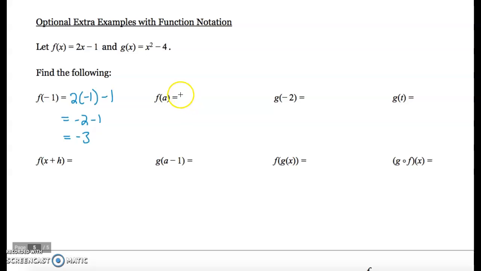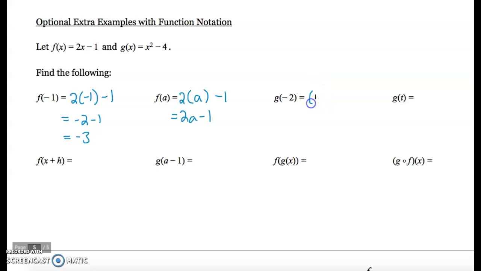Awesome. I could plug an expression into my function. So if I'm finding f of a, 2, and then that's where I put my input, minus 1, and my input is a. So then I do 2 times a, I get 2a minus 1, and you ask yourself, have I simplified enough? Are there parentheses? No. Are there like terms I can combine? No. Okay, I'm done.